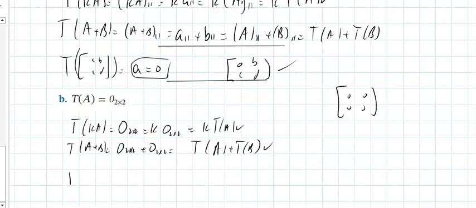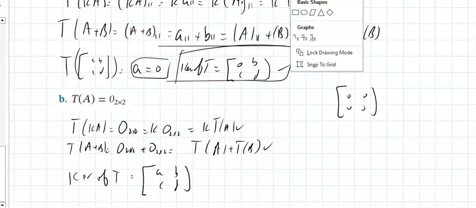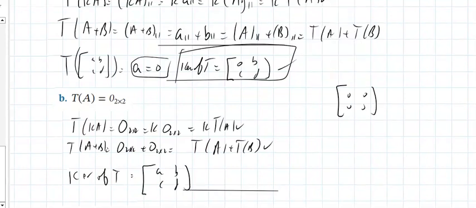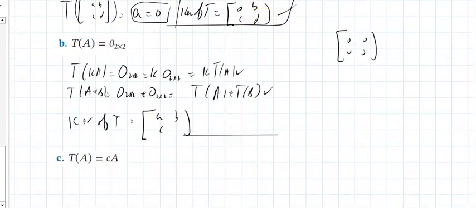And here I should say kernel of T. The kernel of T is pretty much defined to be any of those will do. It's going to be mapped to 0, 0 anyways. So there's no restriction on them. You could choose them to be anything you want.